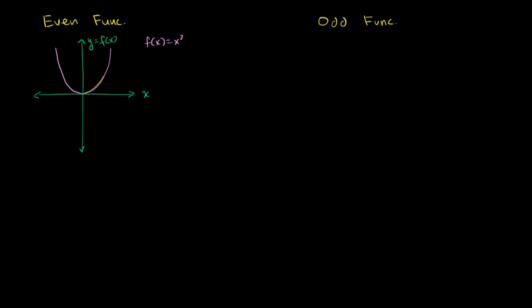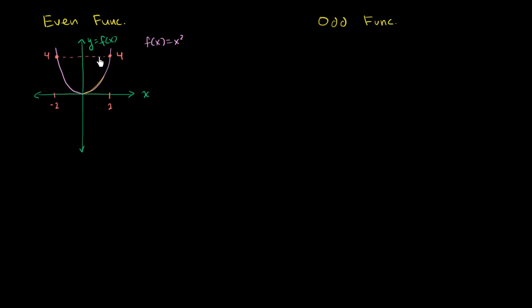And I want to show you one interesting property here. You take any x value. Let's say you take a positive x value. Let's say you take the value x is equal to 2. If you find f of 2, that's going to be 4. That's going to be 4 for this particular function, f of x is equal to x squared. 2 squared is equal to 4. And if you took the negative version of 2, so if you took negative 2, and you evaluated the function there, you are also going to get 4.